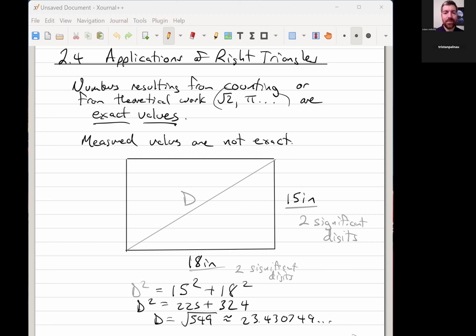But I want to start with some number theory discussion. We have two types of numbers that we work with. Those that come from theoretical work, such as the square root of 2 and pi, these are what we consider to be exact values. There's no rounding in these numbers. Pi has a decimal expansion that just goes on forever. Square root of 2 also.